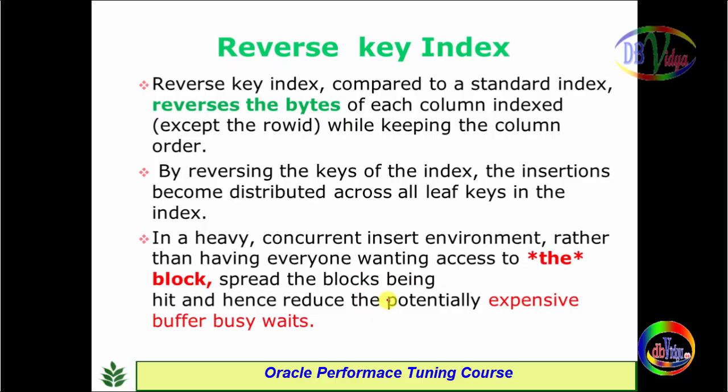So at that time we use reverse. What exactly does a reverse key index do compared to a standard index? It reverses the bytes of each column indexed except the row ID, while keeping the column order. Row ID will not be changed because row ID is the address, right? By reversing the keys of the index, the insertions become distributed across all leaf keys in the index so that they are not densely stored in one place.